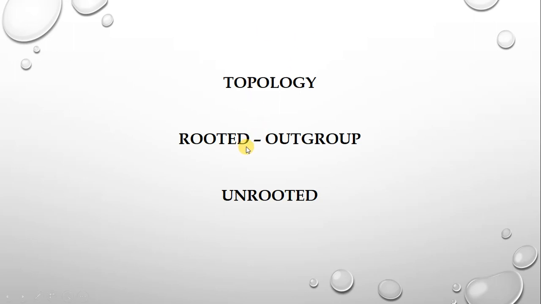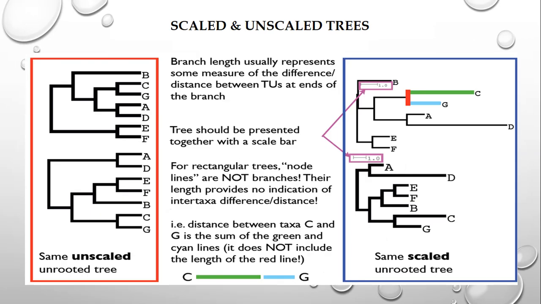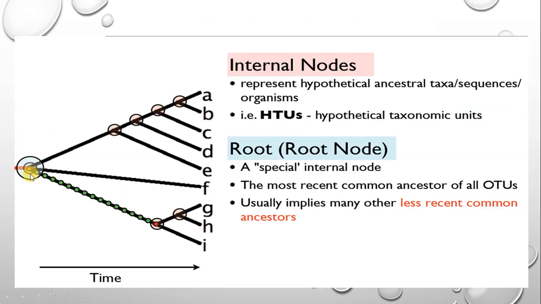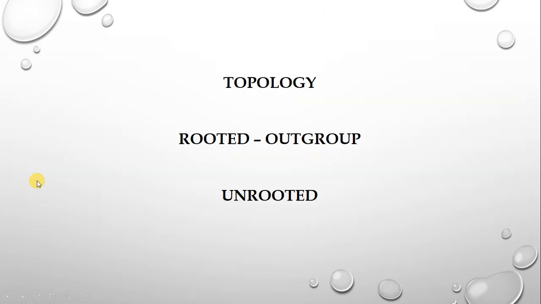But there is one question I asked you in the previous slide: how will you know which sequence is the root? So there comes another definition, which we call the outgroup. When we draw a rooted tree, we normally select one taxon as the root. But how do we select that taxon as the root, or outgroup? It's a good question. We select based on the literature.